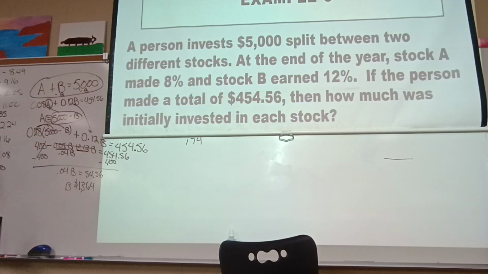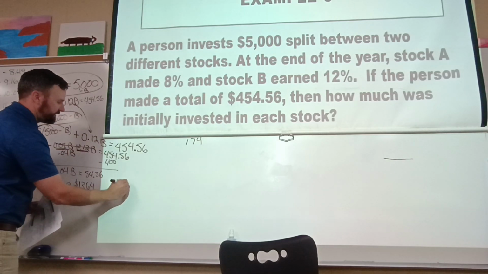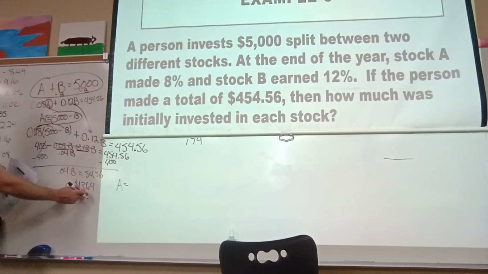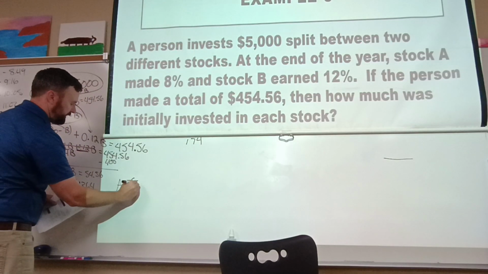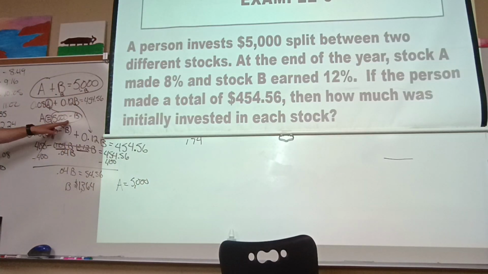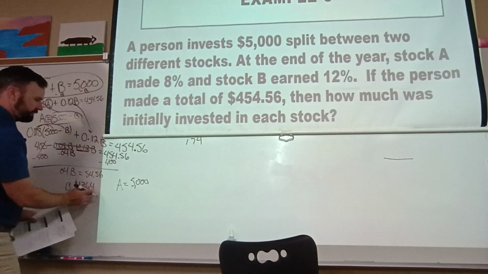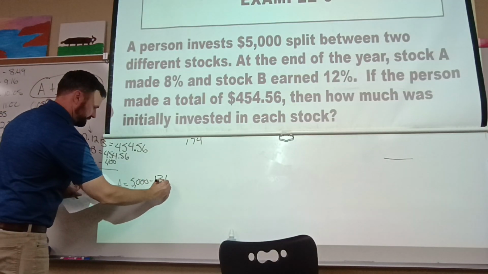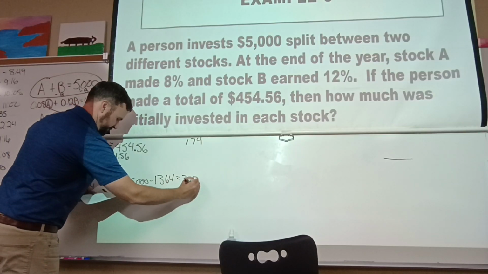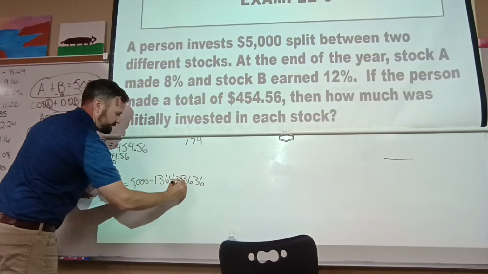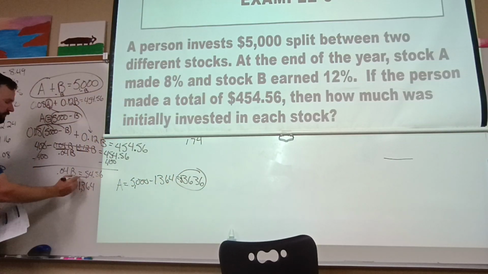Does that answer my question? That's how much I invested in B. How do I find how much I invested in A? What do these have to add up to? 5,000. So I just do 5,000. And the other thing is, once I get this equation, I can use it again, right? I'm going to use 5,000 minus that, whatever that is. 3636. So those are my 2 monies.